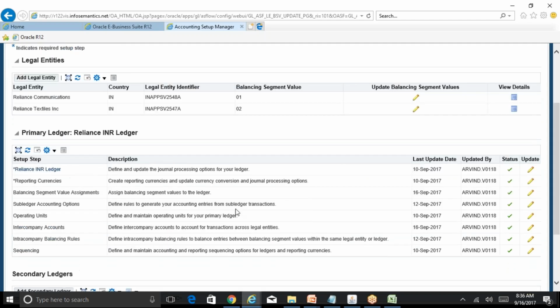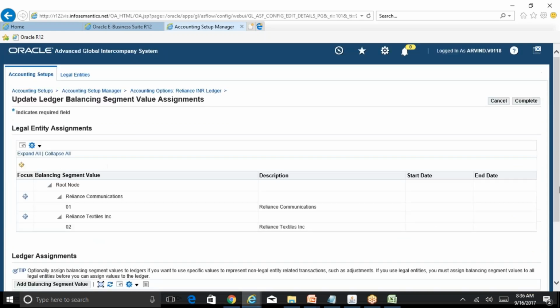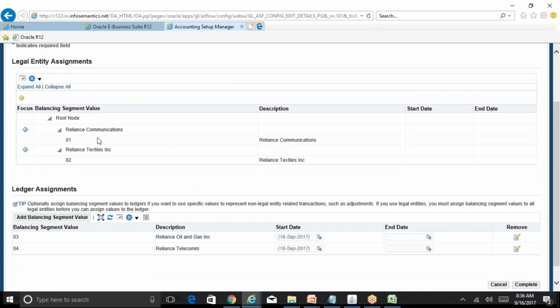Then we went to the balancing segment value assignments and clicked on update. By default you will see the values we assigned earlier, because these two are still falling under a ledger. Then we clicked on add balancing segment value and assigned 03, or in our example 010 or 011. In this screen you can differentiate: whatever you see at this level are the legal entity assignments, and whatever you see here are the ledger assignments. It clearly says which are which.